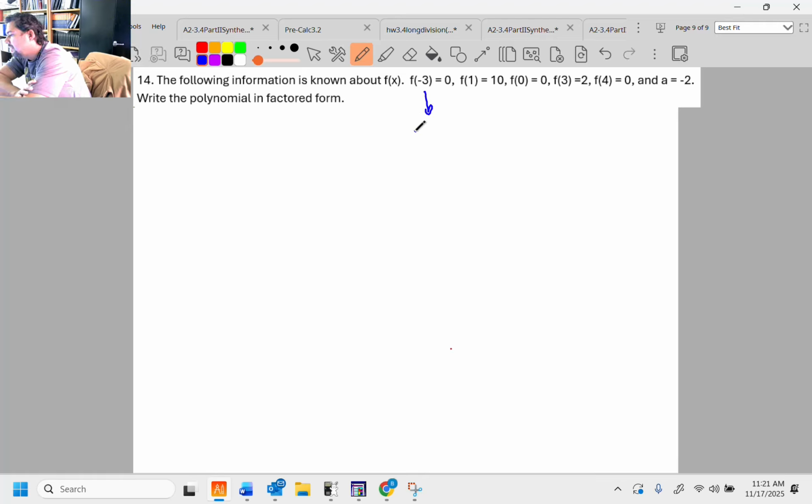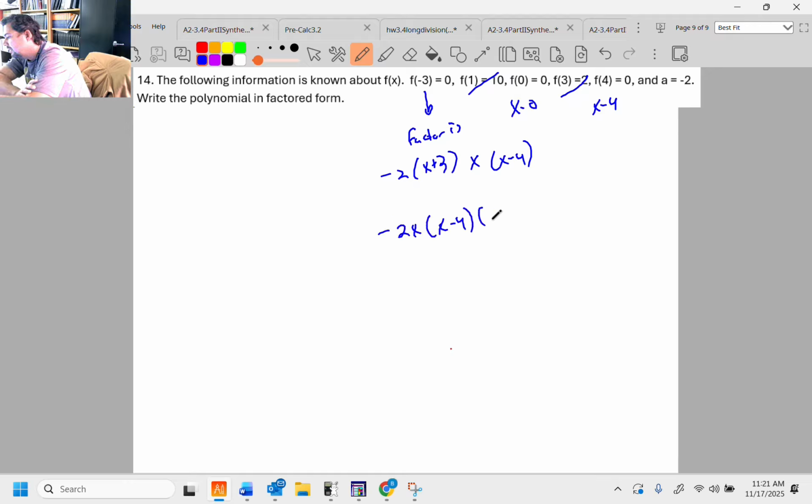All right, so this means that the factor is, what happens to signs? They flip, not a 0. This would be x minus 0, which means that the factor is x, not a 0. This would be x minus 4. And is that all of them? And then a goes up front. Best written as negative 2x times x minus 4 times x plus 3.